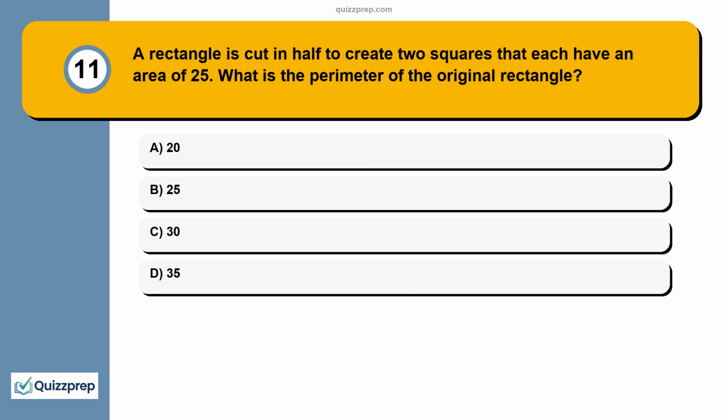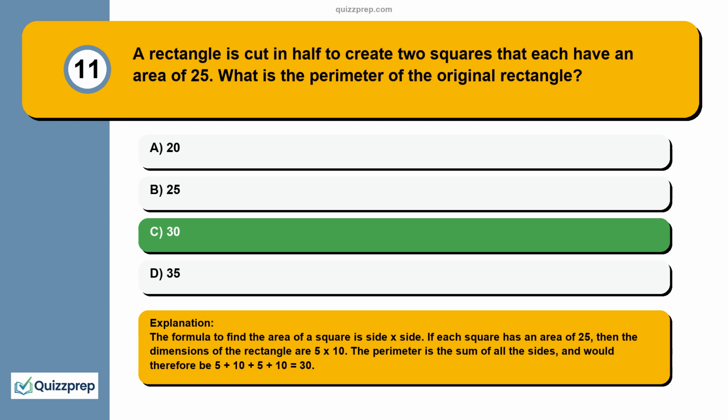Question 11. A rectangle is cut in half to create two squares that each have an area of 25. What is the perimeter of the original rectangle? 20, 25, 30, 35. The formula to find the area of a square is side times side. If each square has an area of 25, then the dimensions of the rectangle are 5 by 10. The perimeter is the sum of all the sides, and would therefore be 5 plus 10 plus 5 plus 10 equals 30.